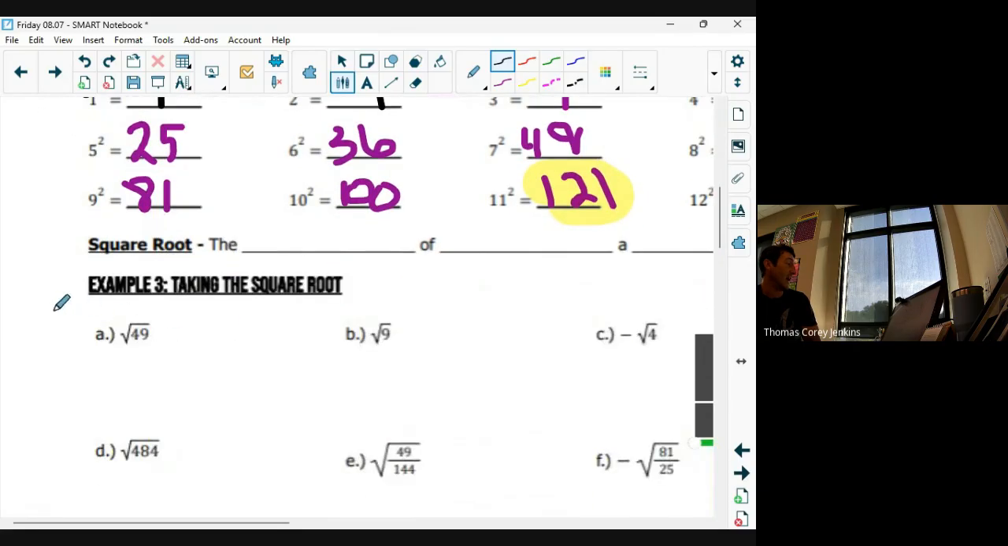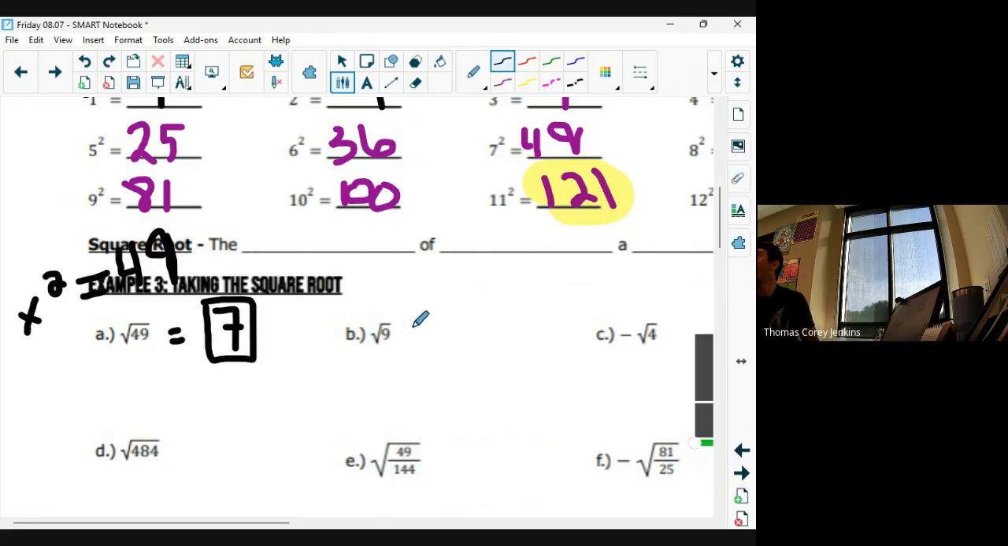What we read in example 3a, the way we read that is the square root of 49. So what that literally means is what number squared equals 49. So you can look up at our list and find that number. Does anybody know what it is? 7, right? So if we look here, 7 squared is 49. So that means that the square root of 49 is 7. So go ahead and write 7. What about 9? What number squared is 9? 3. Very good. So the square root of 9 is 3.